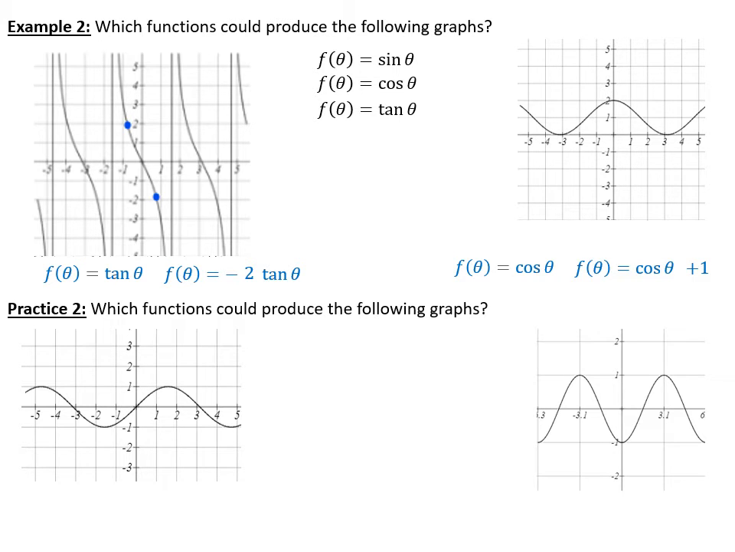Okay. Now go ahead and try practice 2, come up with the equations. You can kind of tell right now neither one of those is a tangent, so we're either dealing with sine or cosine. And go from there. Don't forget to check your answers with me.